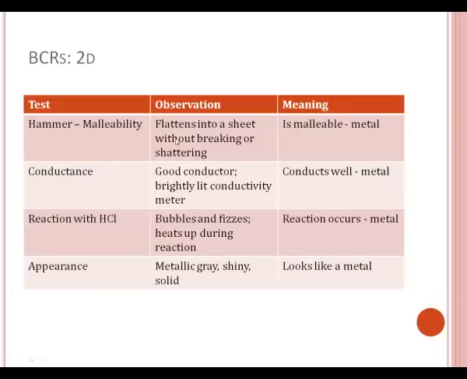So if it flattens into a sheet without breaking or shattering, it is malleable, which means it's a metal. If the conductivity meter is brightly lit, that means it conducts well, which makes it a metal. If a reaction occurs, we see bubbles and fizzing, then it's a metal. And for the appearance, it's metallic, gray, shiny, and it's a solid. So it looks like a metal. So based on this evidence, I would conclude that my unknown sample is a metal.